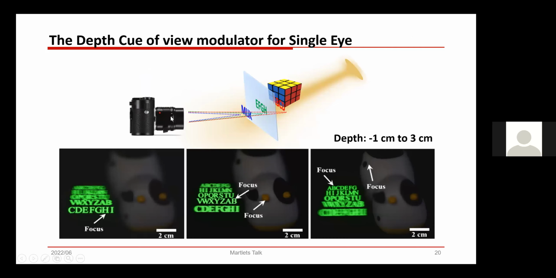And we use a camera to mimic the accommodation process of a single eye. And we use a light field modulator, and different letters are projected in front of or at the back of the light field modulator, showing that the letters projected in front are at the same distance as the head of the toy cow, and the letters projected at the back of the light field modulator are at the same distance as the tail of the cow.